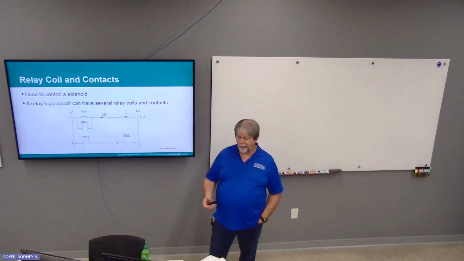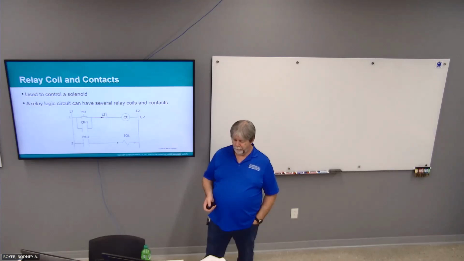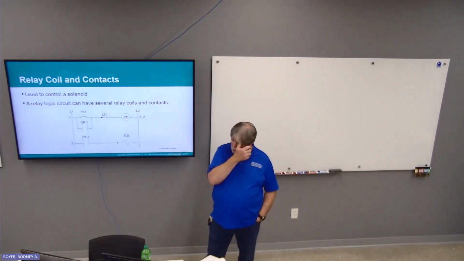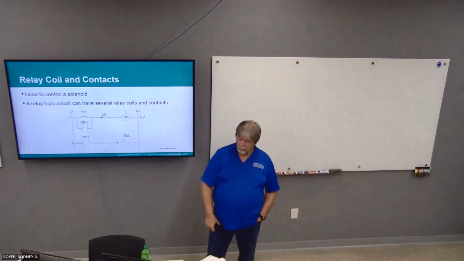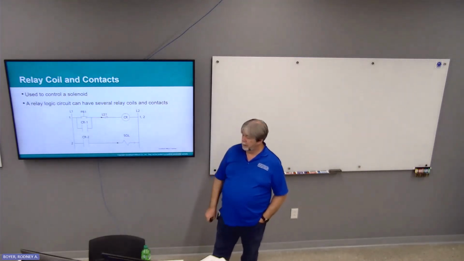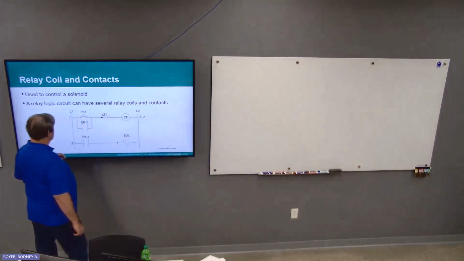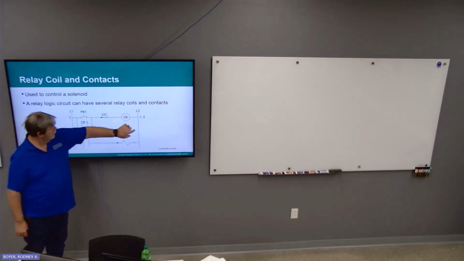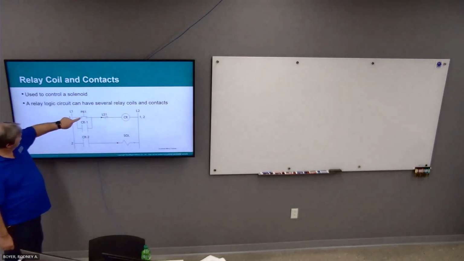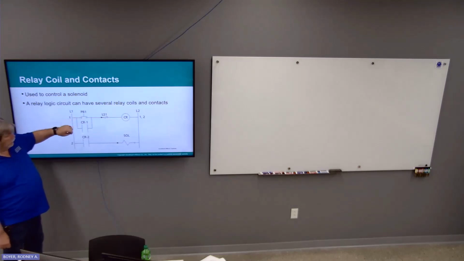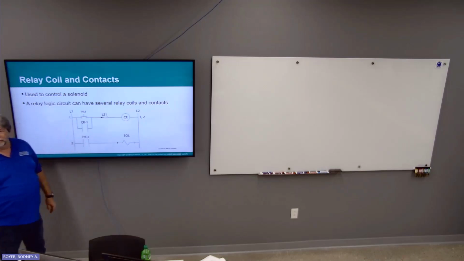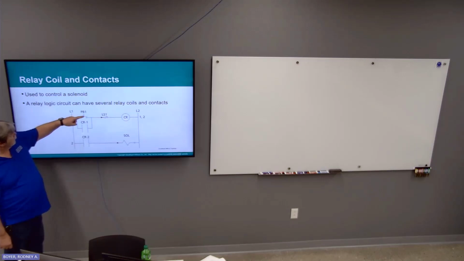Relay coils and contacts, we'll use a control relay, that's what the CR is. Being used to control a solenoid in this case. Relay logic circuit can have several relay coils and contacts. So, the way this one's going to work, have a power rail. Okay, we have an open circuit here, so no current flow. Open circuit here, so no current flow. Open circuit here, so no current flow. Okay. Press the start push button, or sorry, PB1, which I'm assuming is start.